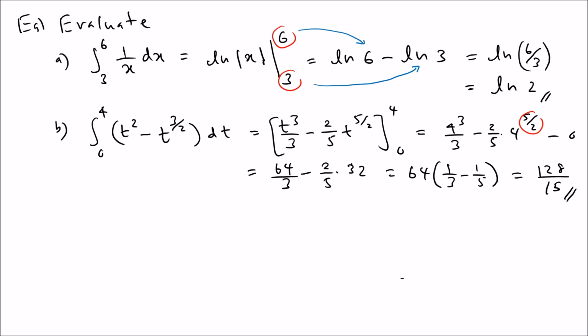Let's do more. How about this problem? Let's say C: the integral from 0 to 1 of (u plus 2) times (u minus 3) du. You can see there's a product here. Unfortunately, there is no product rule in integral calculus.